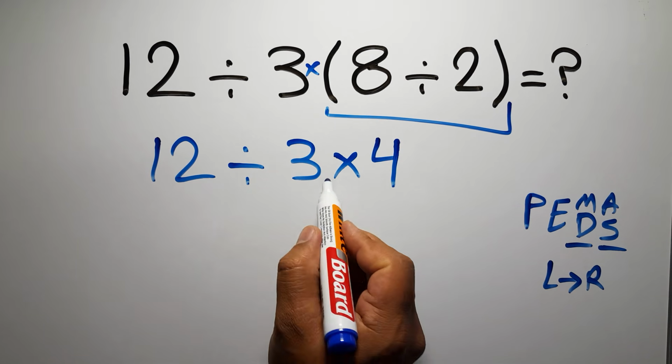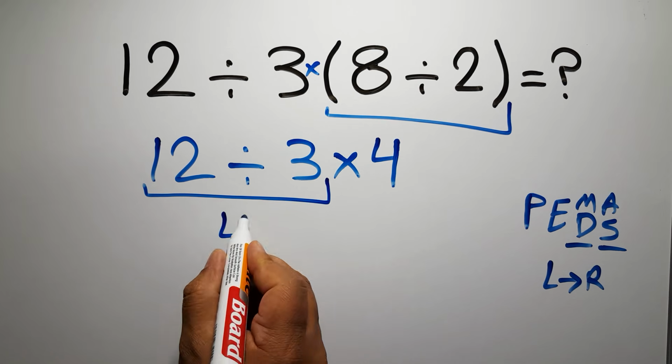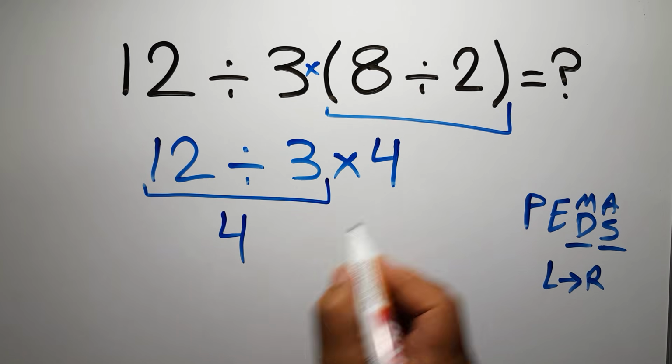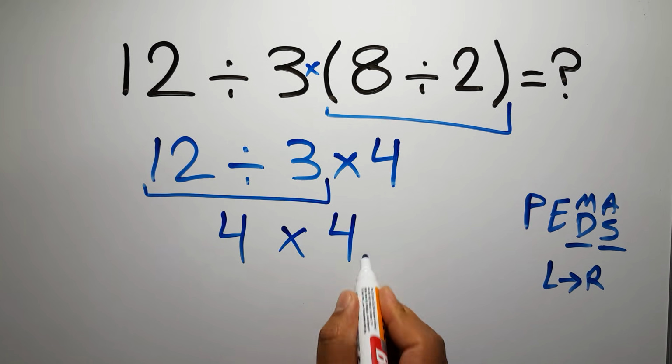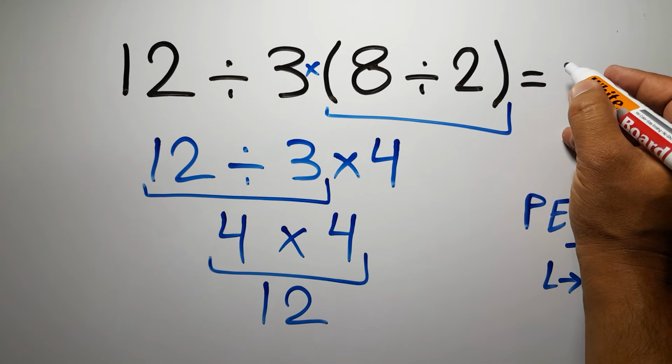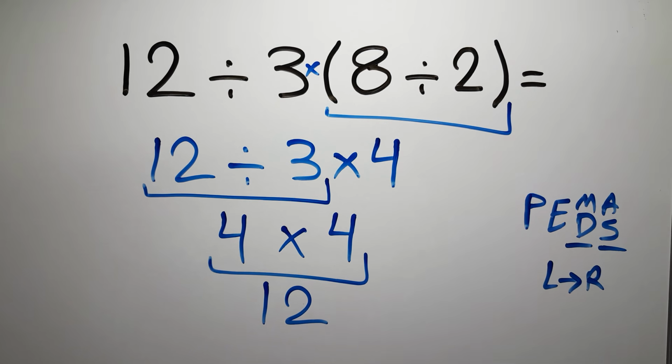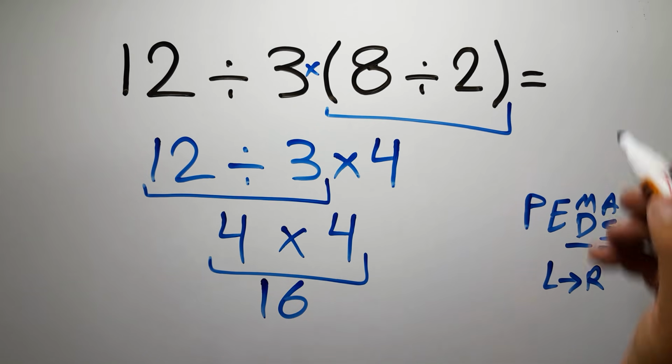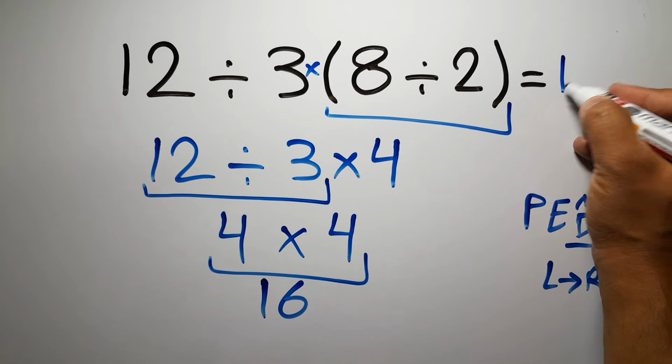12 divided by 3 gives us 4. So 4 times 4, which equals 16. And this is our final answer to this problem. The correct answer is 16.